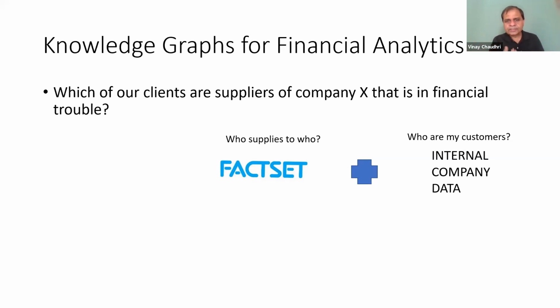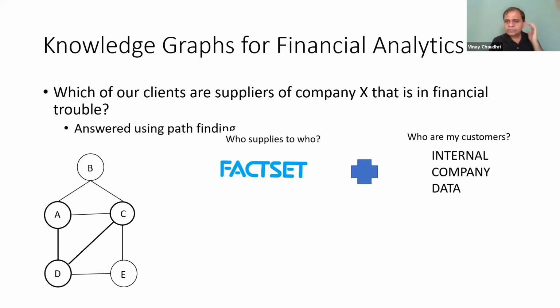And once you've integrated that data, then to answer this question, you would use pathfinding, right? You would basically do a pathfinding over your supply chain network to a certain distance to figure out which companies and suppliers are connected to each other.